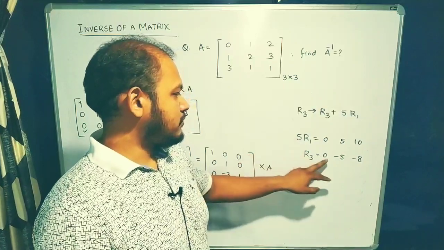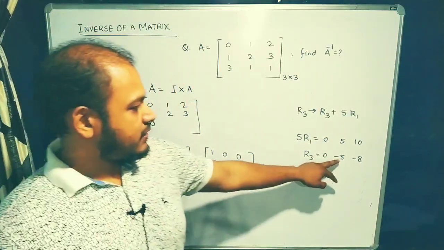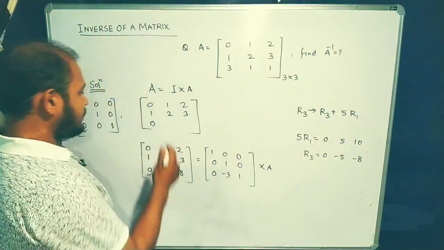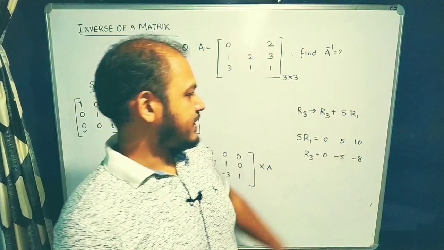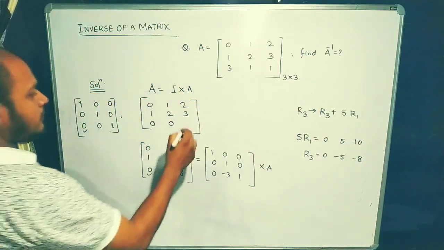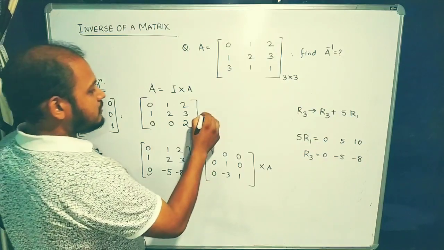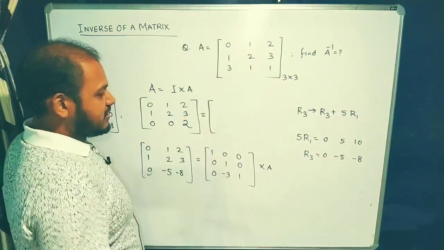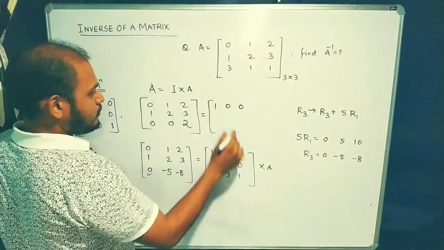So R3 plus 5 R1 is 0 plus 0 is 0. Minus 5 plus 5 is 0. And minus 8 plus 10 is equal to 2. Right. And on the right hand side again, the first row remains the same. The second row also remains the same.